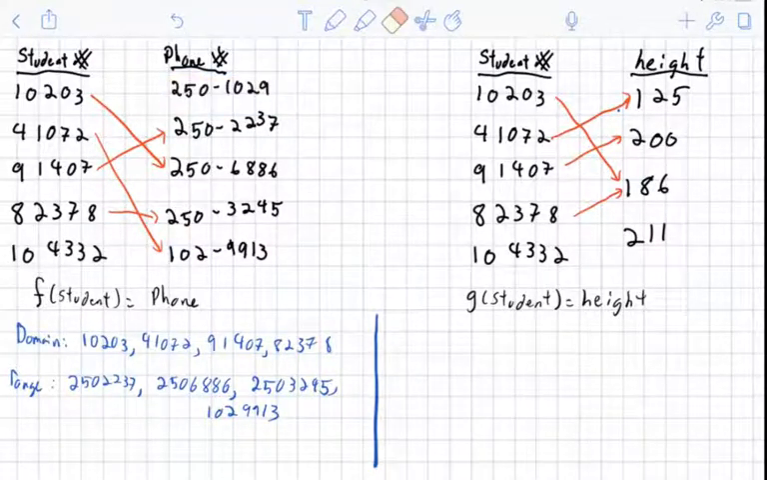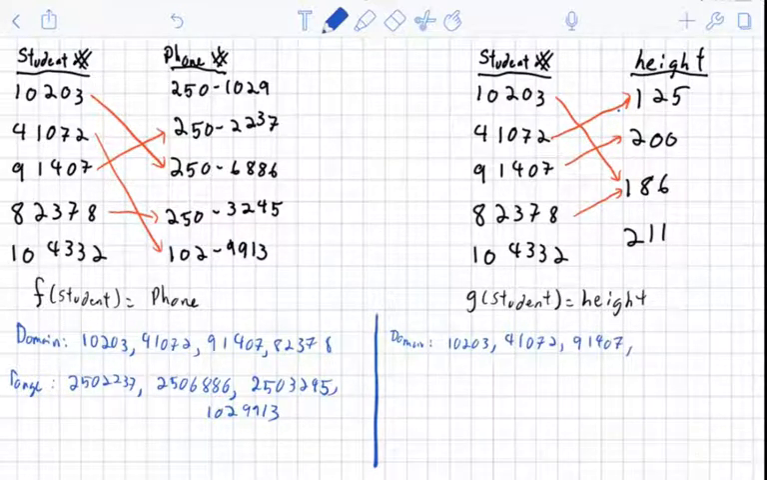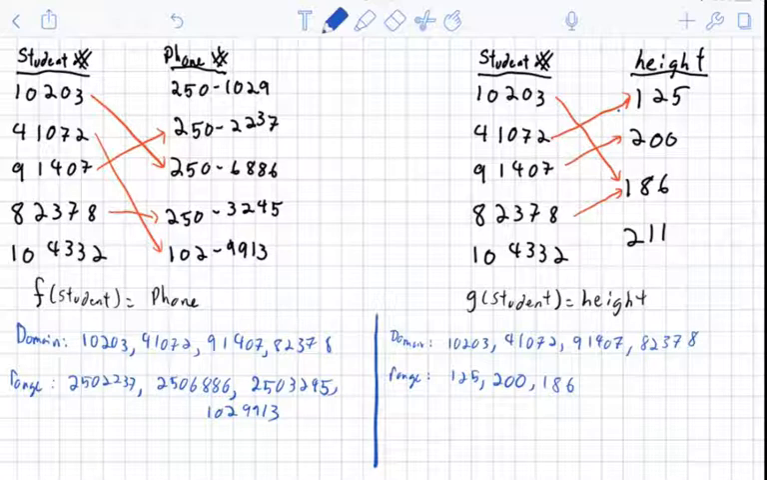Okay. Well, what about the domain and range of our g function? Domain, again, 10203, 41072, 91407, 82378. I'm not including the bottom one because it has no arrow attached to it. Range: 125, 200, 186. Fun. Well, what about 211? That doesn't have any arrows going to it, so I don't include it in the list.